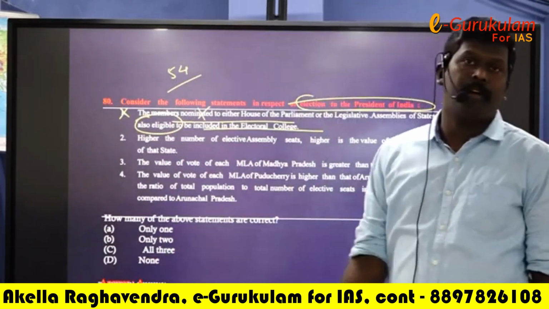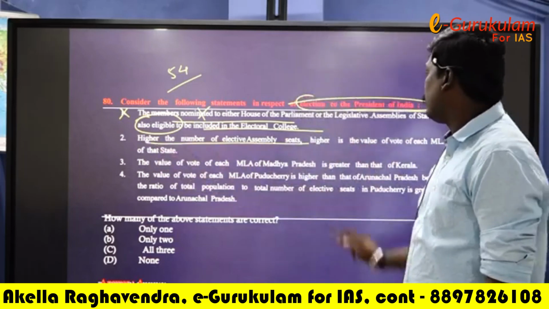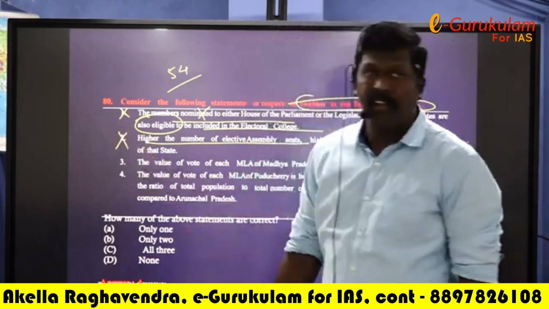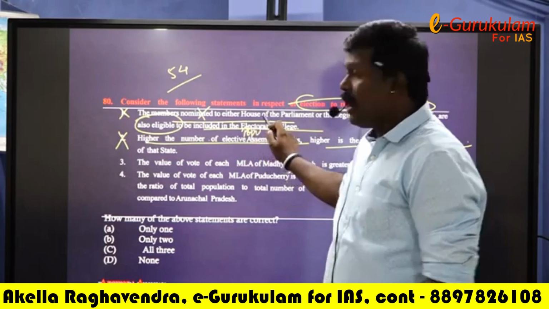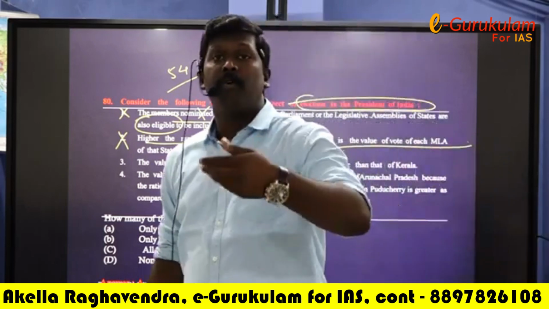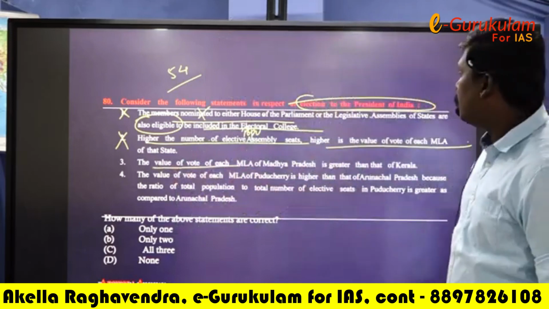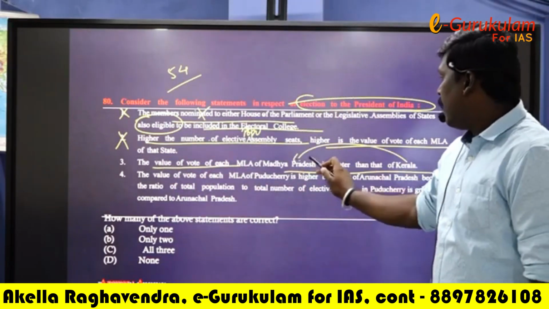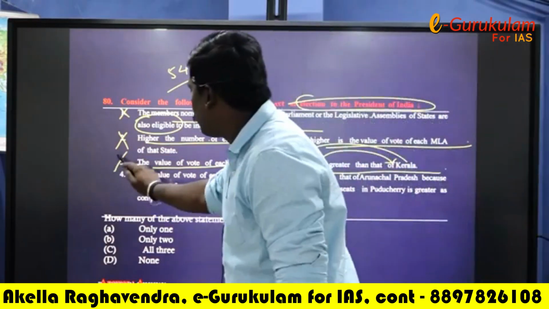Nominated members are not part of the Electoral College. Higher the number of elective assembly seats, higher the value of each MLA vote. This is also wrong. Why is this wrong? Because the higher the population in the state, as the population increases, the vote value of an MLA increases. So this is also wrong. The value of the vote of each MLA in Madhya Pradesh is greater than Kerala. This is actually the reverse. The MLA vote of Kerala is greater than Madhya Pradesh. So this is also wrong.